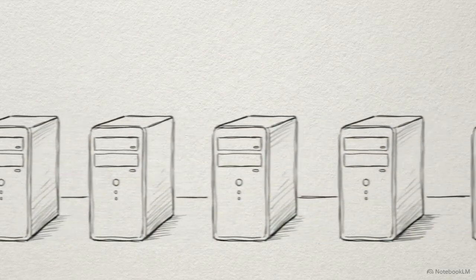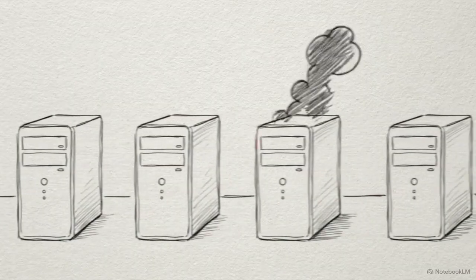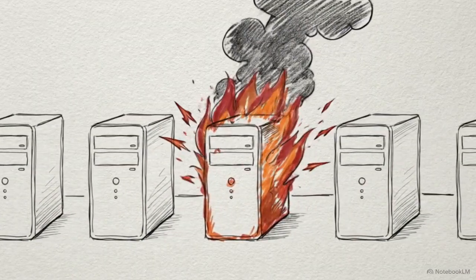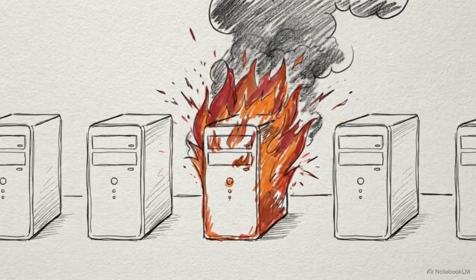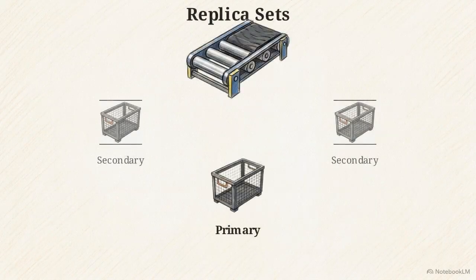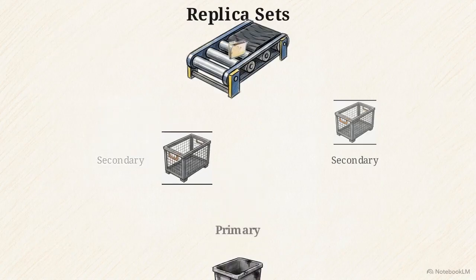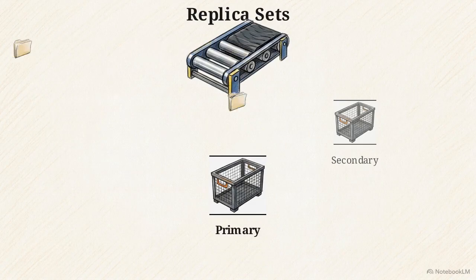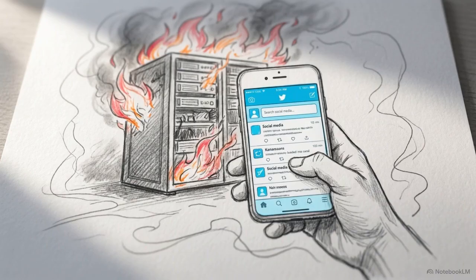Relying on 1,000 standard computers does introduce a guaranteed headache. Hardware eventually fails. Hard drives break, power goes out, or machines simply catch fire. To protect your photos and posts, the network uses replica sets. Every piece of data is instantly copied to several backup computers. If the main server goes offline, a backup takes over without missing a single folder. By expecting parts to break and building automated replacements, major apps can survive physical hardware crashes without ever showing you an error screen.